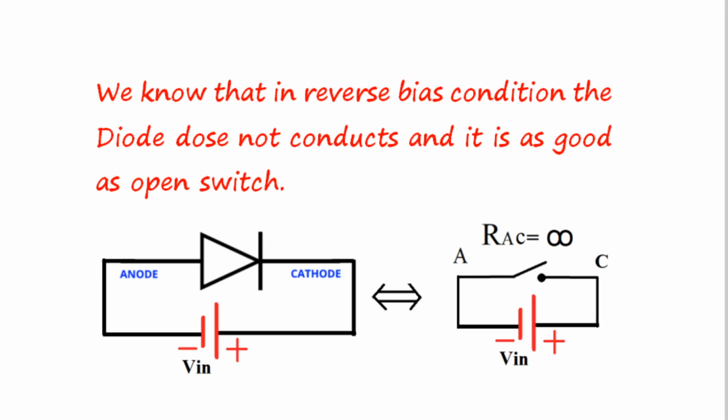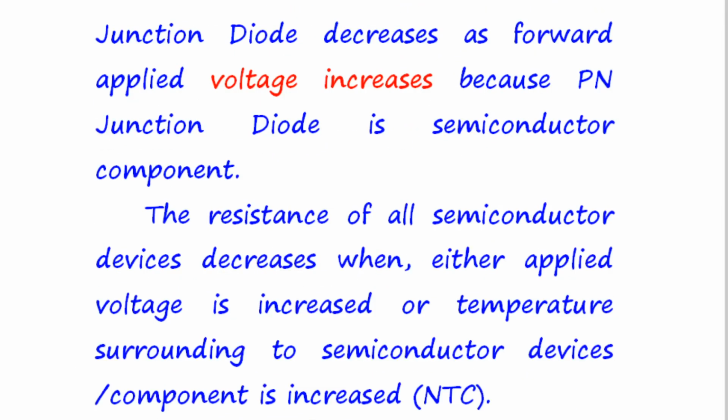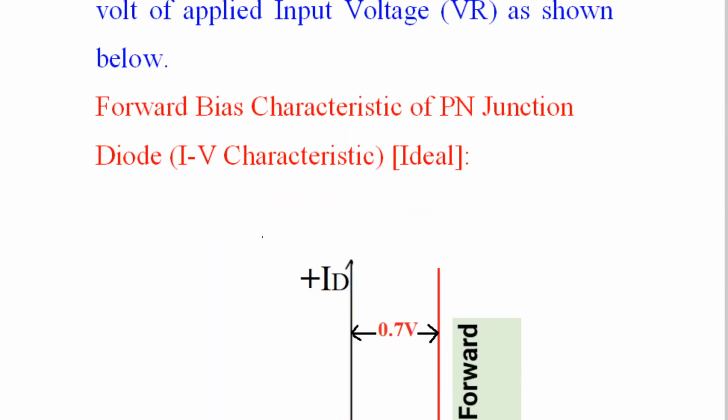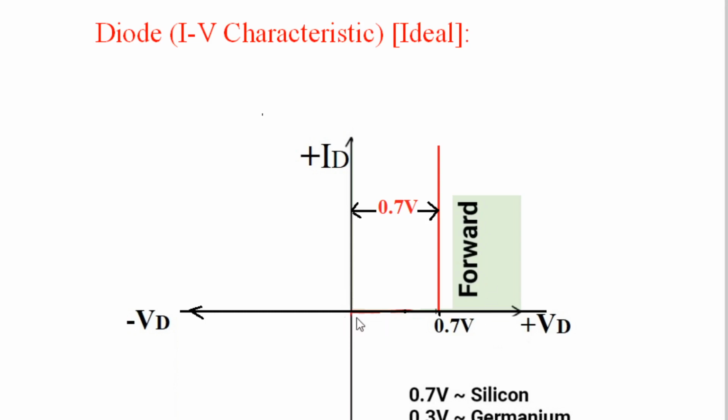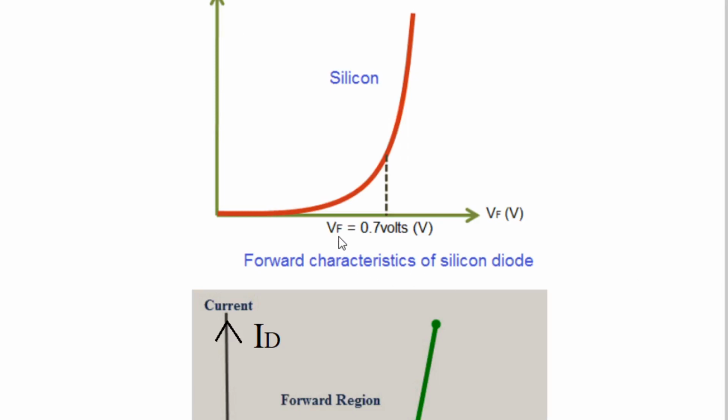In case of an ideal PN junction diode, the current should not flow up to 0.7 volt, and only after 0.7 volt should the current flow. But in case of a practical diode, the current starts flowing before 0.7 volt.